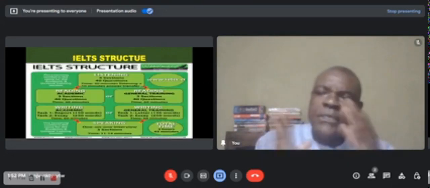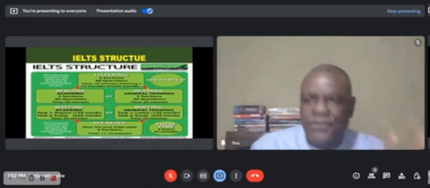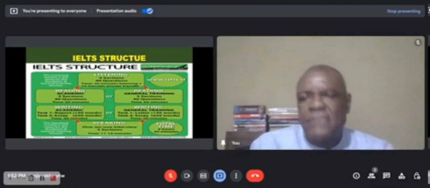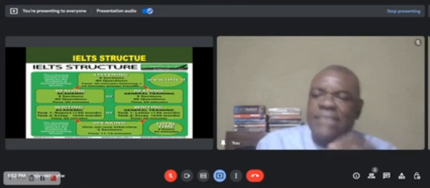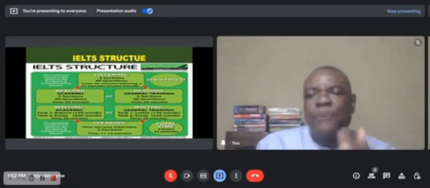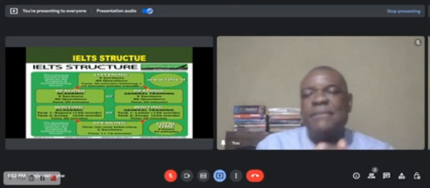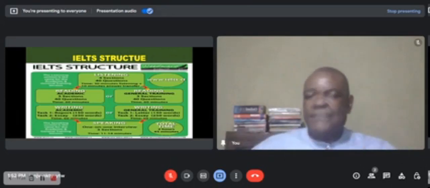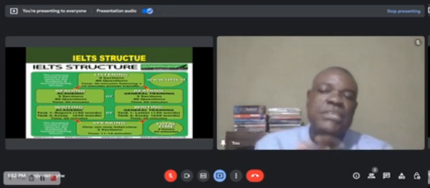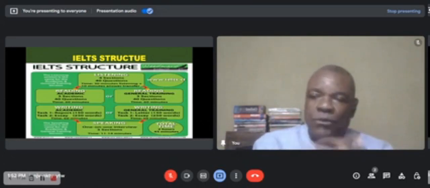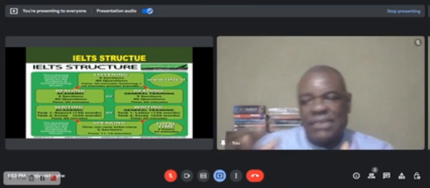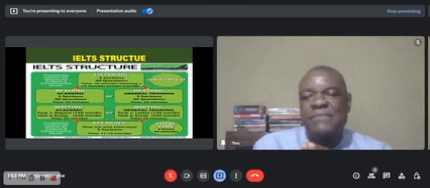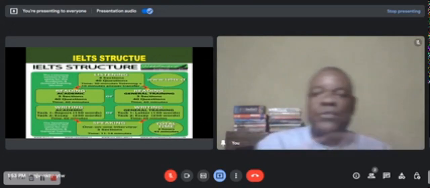Now, you can look at the IELTS structure. The 4 modules are displayed, as you can see in the infographic here. The listening and the speaking modules are the same for both the IELTS Academic and the IELTS General. But reading and writing are different for each type of test. Although there are similarities, because in reading you can see 3 sections, 40 questions, and time allowed is 60 minutes. The same thing you have, but the questions will differ.